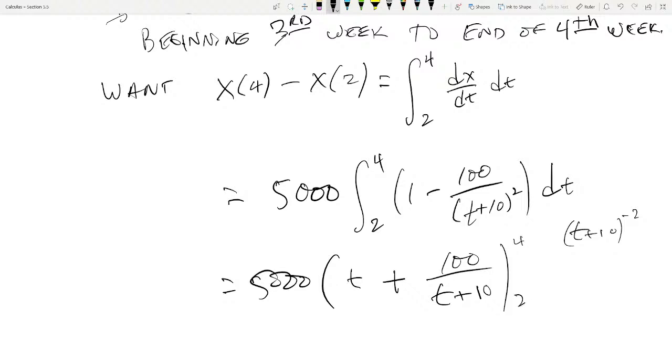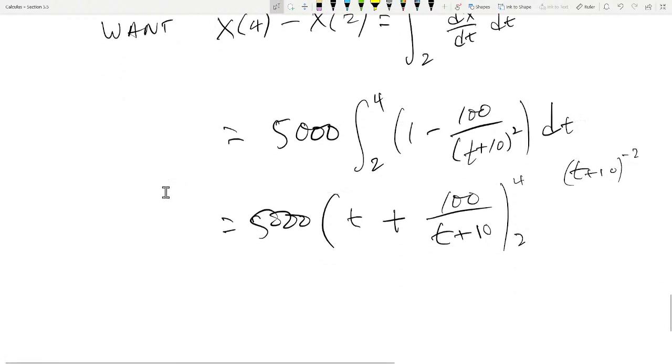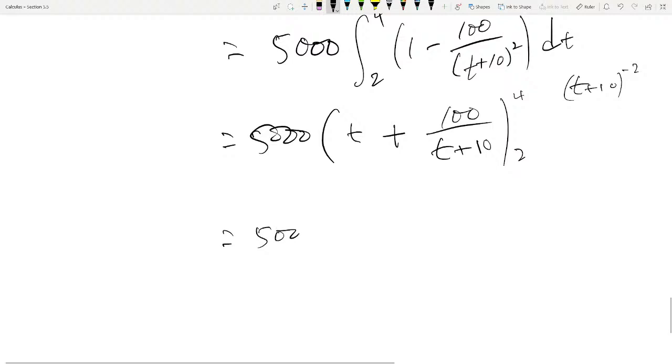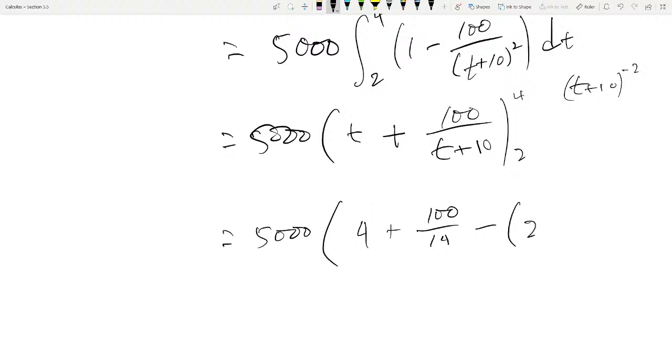And then I'm going to evaluate that from 2 to 4. See if you believe that. In the meantime, I will keep going. I'm going to have 5,000 times, when I plug in the 4, 4 plus 100 over 14, minus, when I plug in the 2, 2 plus 100 over 12. When all the dust settles, we have 4,048 calculators.